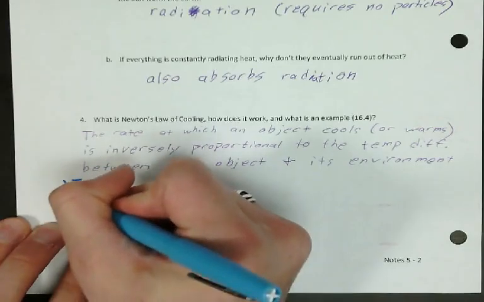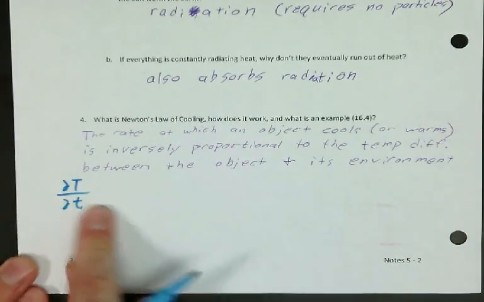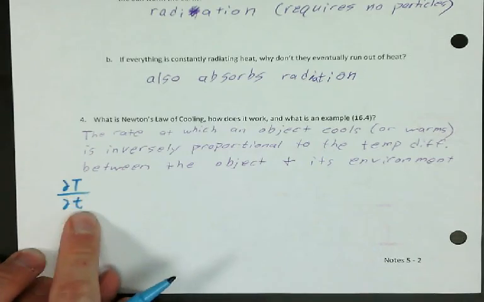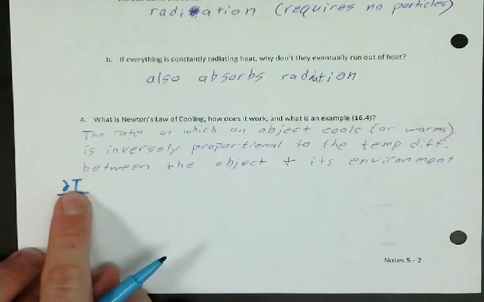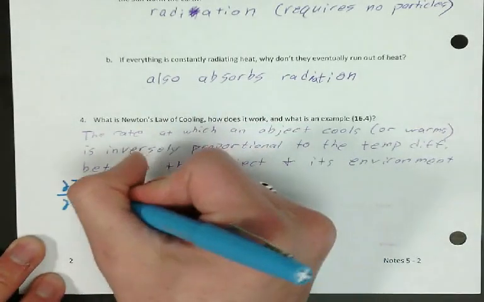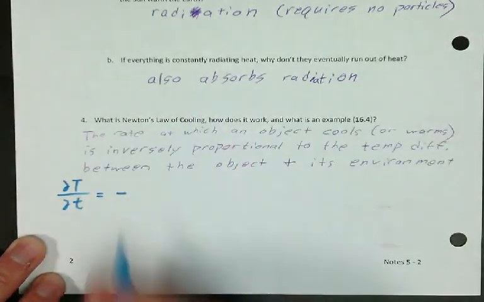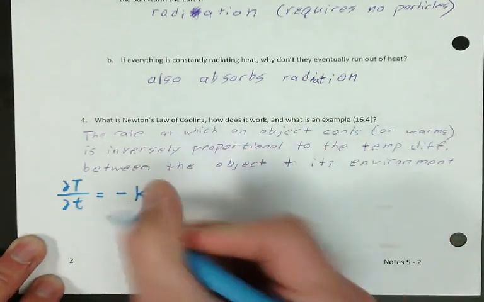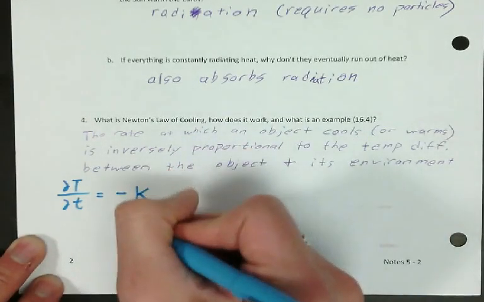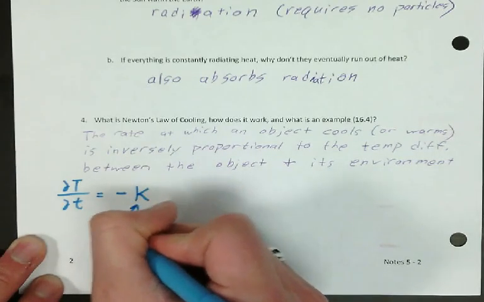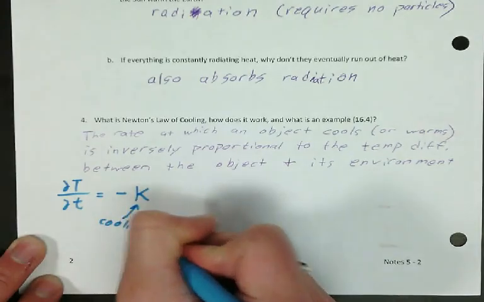dT over dt. This is calculus speak for change in temperature over change in time. So the rate the temperature changes in a rate of time, the amount of temperature change in the amount of time, equals negative, which is the inverse idea, k. And you might be saying, oh, that's Boltzmann's constant. We talked about that before. Nope, it's not. It's called the cooling constant.